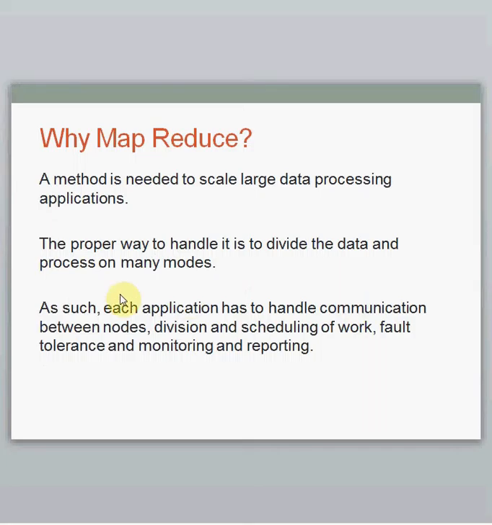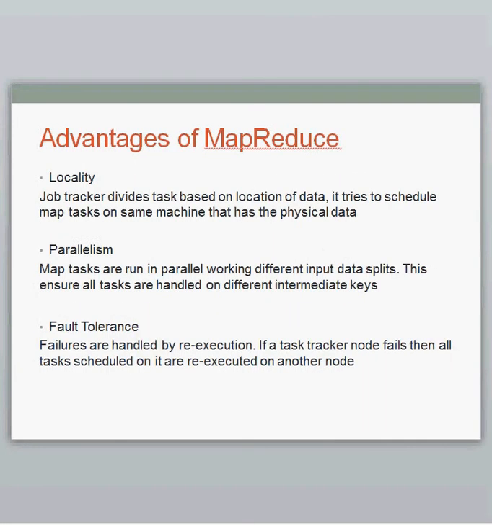The advantages of MapReduce are locality. The job tracker divides tasks based on location of data. It tries to schedule the map task on the same machine that has the physical data. Parallelism. Map tasks are run in parallel, working on different input data splits. This ensures all tasks are handled on different intermediate keys. Fault tolerance. Failures are handled by re-execution. If a task tracker node fails, then all tasks scheduled on it are re-executed on another node.